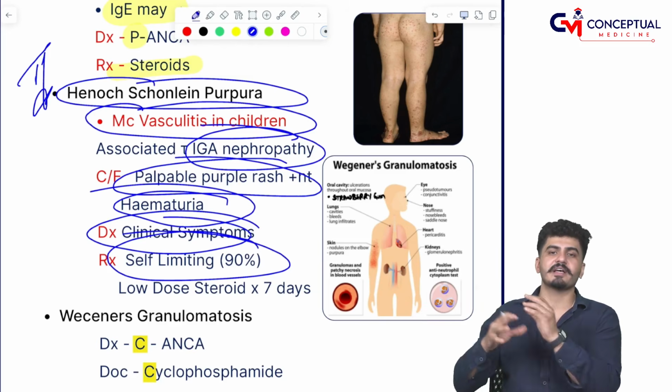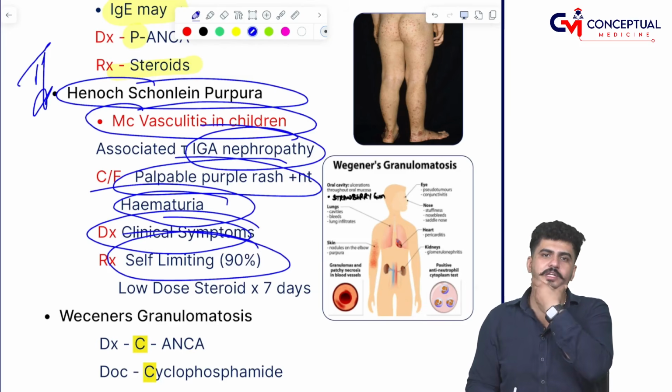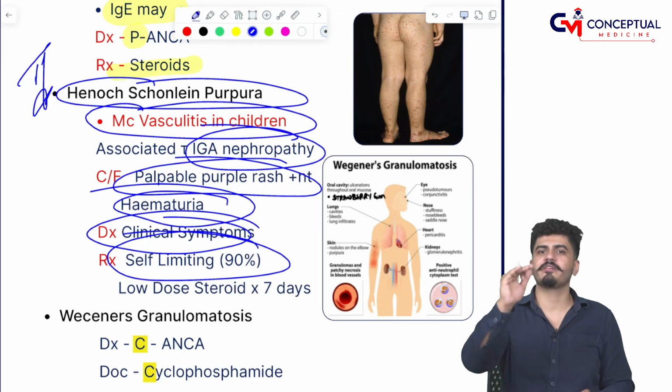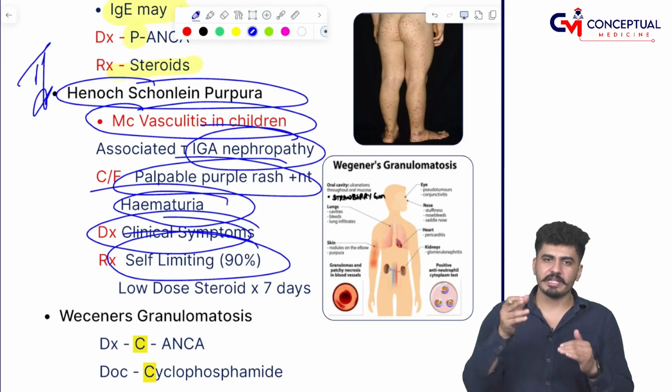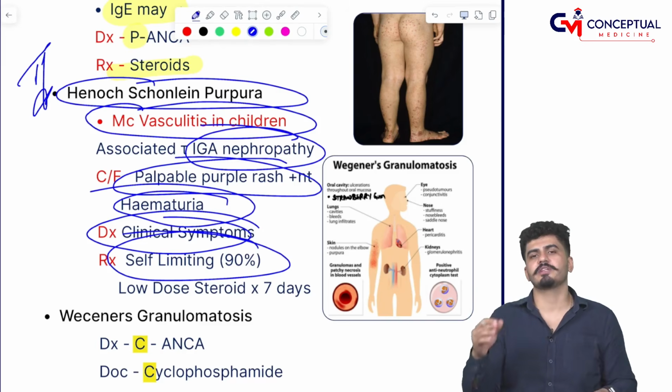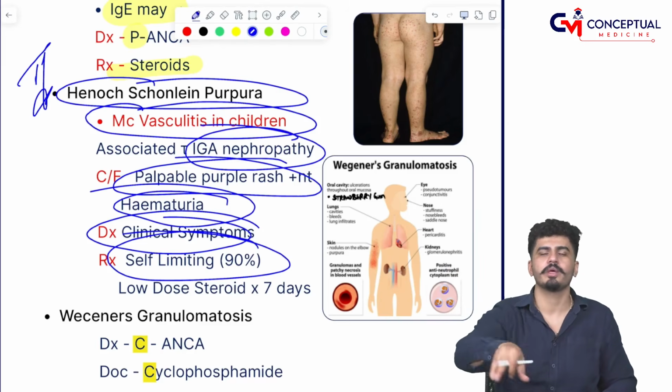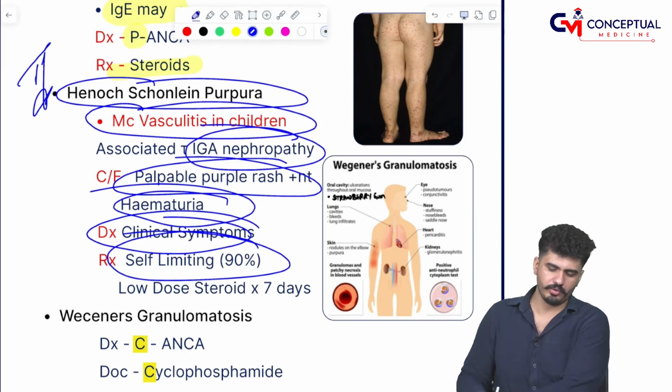Henoch-Schonlein purpura, most common vasculitis, associated with IgA nephropathy, pruritic purple rash you are going to see, 90% self-limiting. This answer was asked in the exam. What treatment are you going to give? One option was self-limiting, 90% wait and watch. And if someone is waiting and watching, and the symptoms from 1 year, 2 years are not going, then you will add a low dose steroid, low dose steroid.